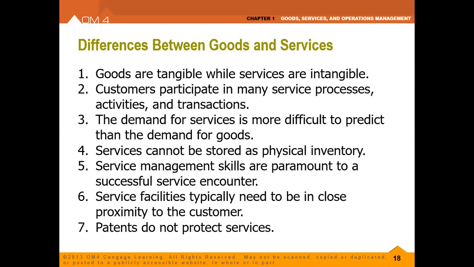And patents do not protect services, but there's something you can also file to protect some special stuff, but not the service itself.